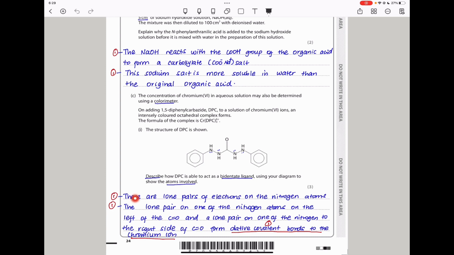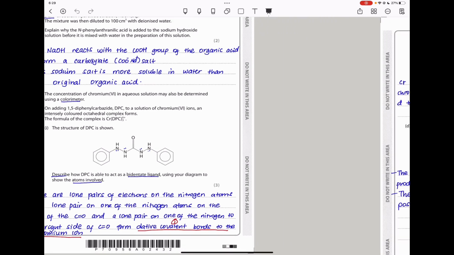So I said there are lone pairs of electrons on the nitrogen atoms. The lone pair on one of the nitrogen atoms on the left of the carbon-oxygen double bond, and a lone pair on one of the nitrogen to the right side of the carbon-oxygen bond form dative covalent bonds to the chromium ion. So the key thing is one of these forms a dative covalent bond to the chromium ion, and one of those forms a dative covalent bond to the chromium ion, and that is how this is going to act as a bidentate ligand. Moving on.